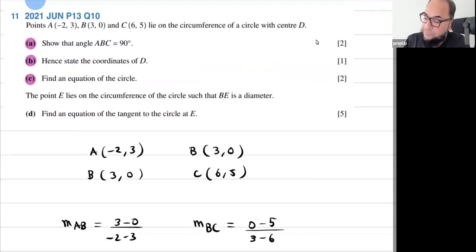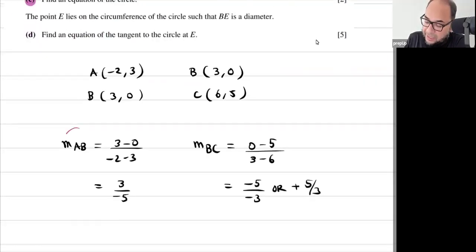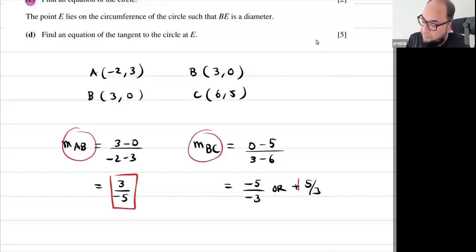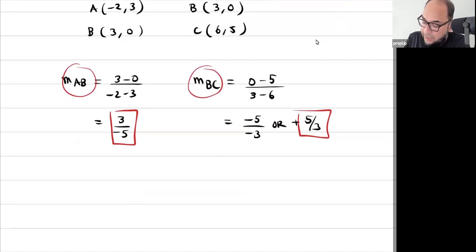Now the rule is, if the angle ABC is 90 degrees, that means angle B is 90 degrees. That means that AB is perpendicular to BC. That is what I'm trying to prove. So that is why I calculated the gradient of AB and the gradient of BC. And let me multiply it out.